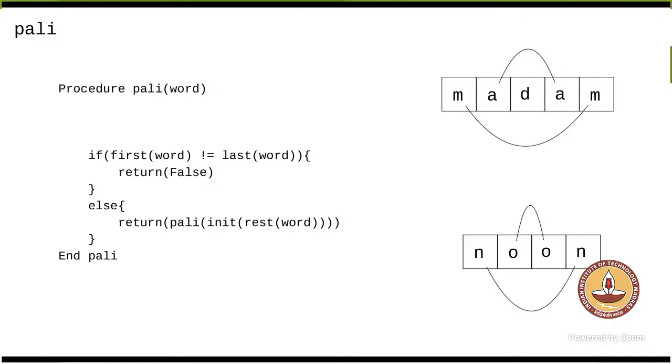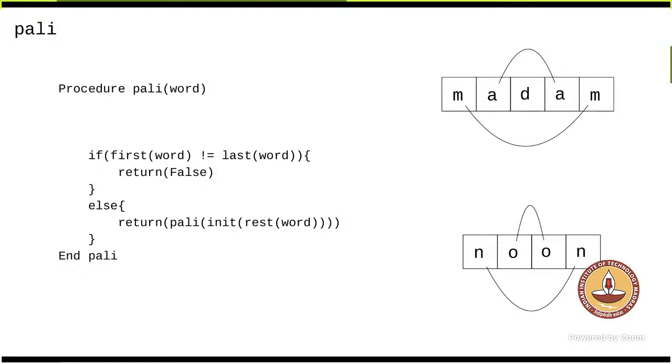Okay. So did everyone get this? How we are doing this? Yes. Okay. So now that's all. You are done with the recursive procedure. So you will just get rid of the first and last, and then you will keep calling the procedure on smaller and smaller words until the length is less than or equal to 1.